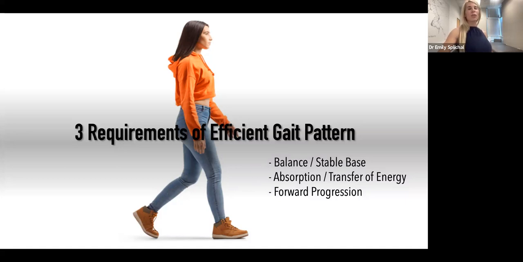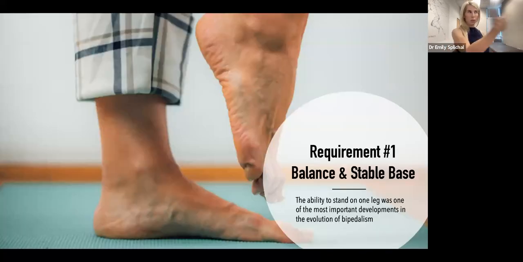All right, so here's your three requirements for efficient gait pattern. Again, we reviewed this, so write this down. If there was an exam, for sure, this would be on your exam. You gotta be able to stand on one leg. Two, you gotta be able to isometrically contract fast enough to absorb the energy. And three, you need to be able to get into a rigid lever to get forward propulsion or forward progression.